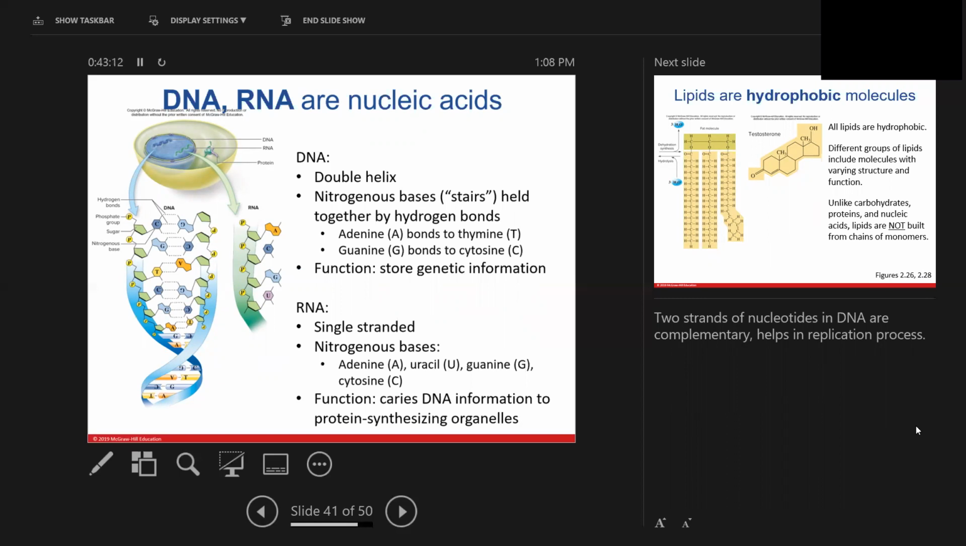When you're talking about DNA, the nitrogenous bases are held together by hydrogen bonds, and it's going to include A, T, C, and G. Its primary function is to store genetic information. Whereas in RNA, you're going to have the nitrogenous bases A, U, G, and C, and its primary function is to carry DNA information to protein synthesizing organelles.